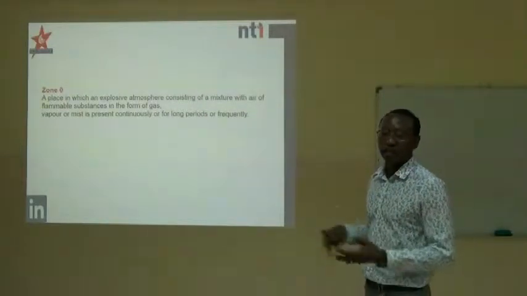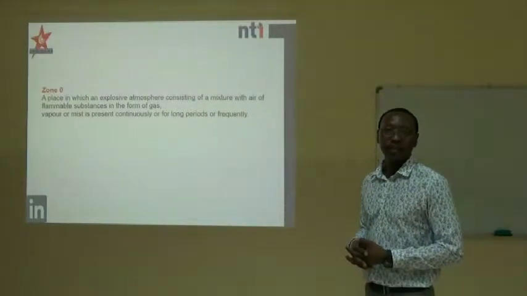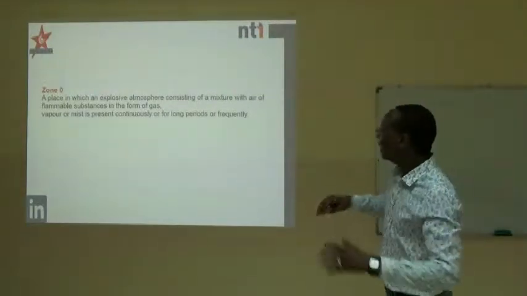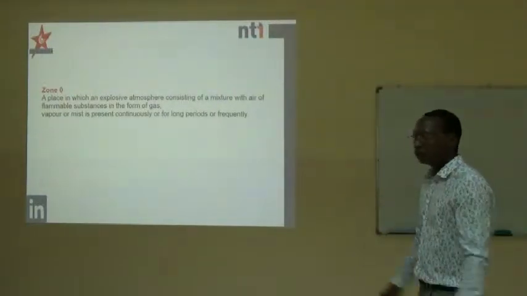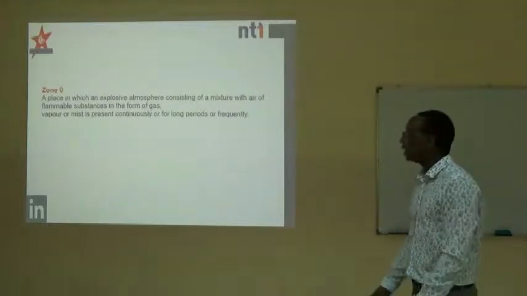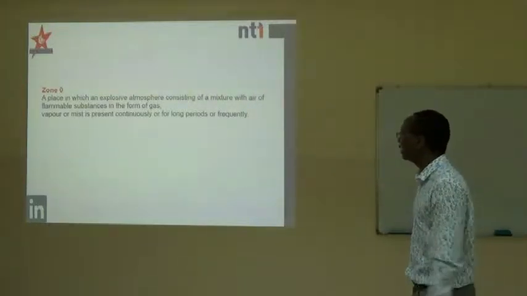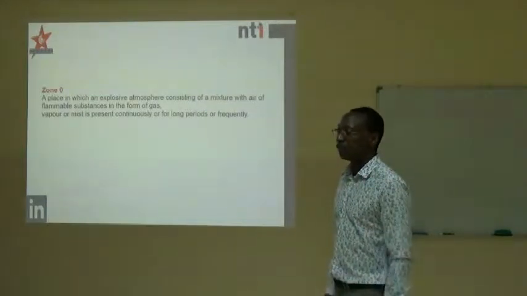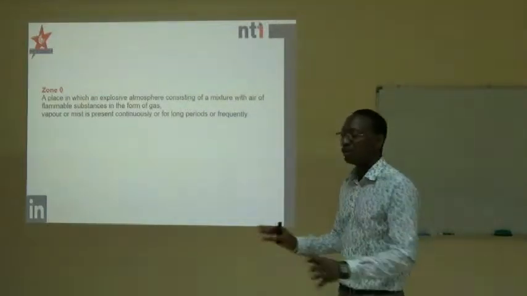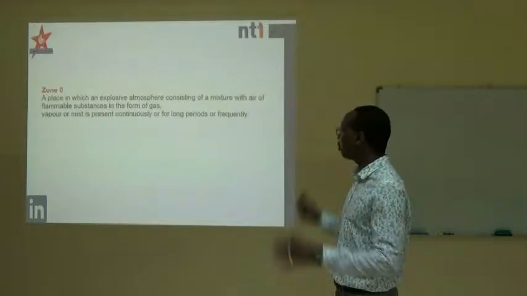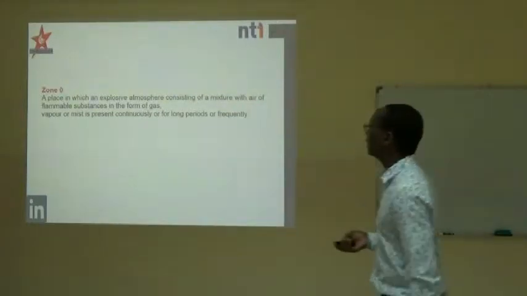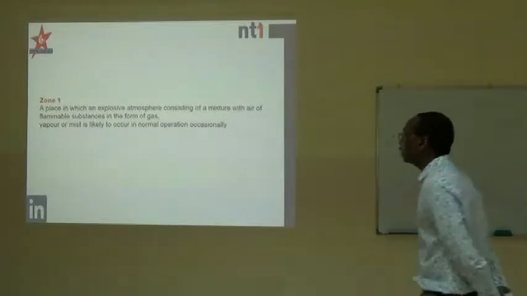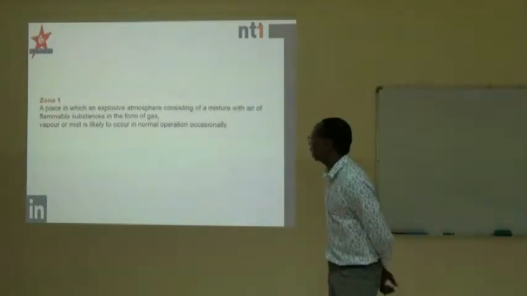A very good example here would be inside the tank. The vapors are always there continuously. 24 hours, 7 days a week, every day of the year, you get those vapors inside. So that's zone 0. There's no time where you can say now there are no more vapors. They are continuously present.